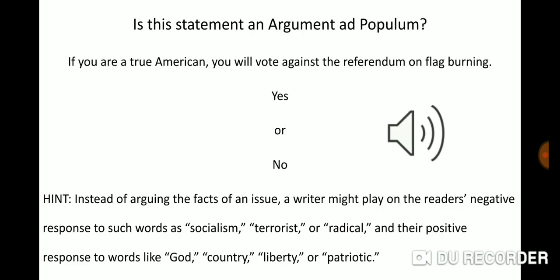Is this argument an argument ad populum? If you are a true American, you will vote against the referendum on flag burning. Yes or no? Hint: instead of arguing the fact and issue, a writer might play on readers' negative response to such words as socialism, terrorism, and radical, and their positive response to words like God, country, and liberty, or patriotic.